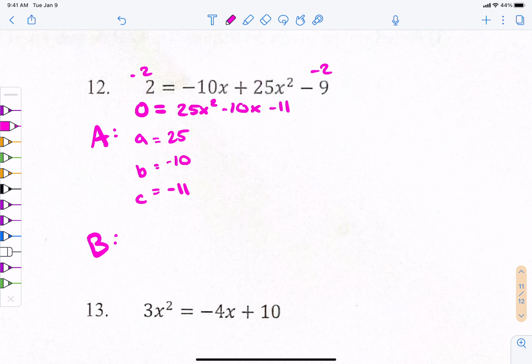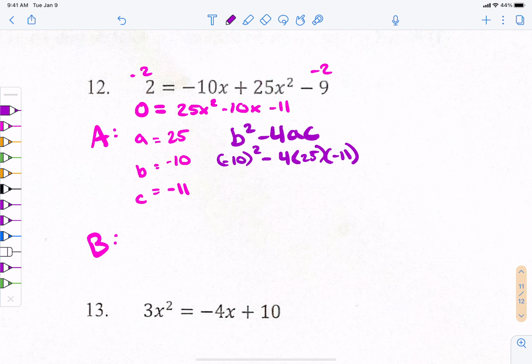All right, in part A, what are we solving for? What are we trying to find? Just the discriminant, right? B squared minus 4AC. And the number of solutions. So negative 10 squared minus 4 times 25 times negative 11.